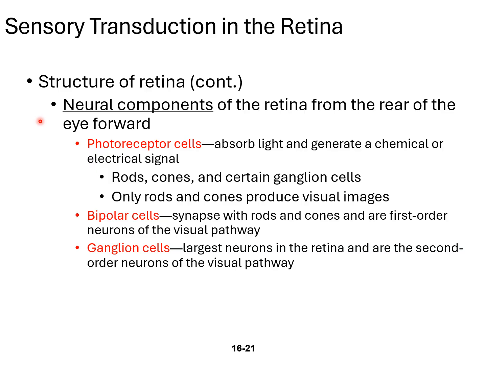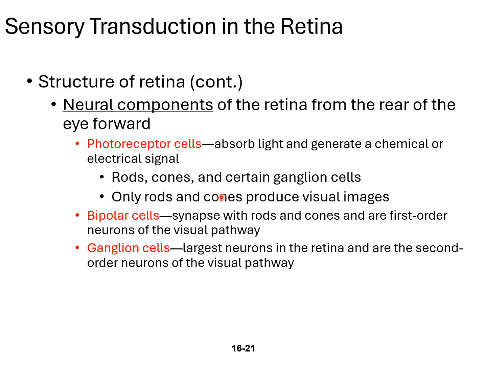And what happens here is you have photoreceptor cells, and these are rods and cones. They absorb light and generate a chemical or electrical signal. It says certain ganglion cells; we're going to skip those for the time being. Only rods and cones produce visual images. Rods respond to a certain wavelength of light, and cones respond to a certain wavelength of light. We'll learn about that in a little bit.